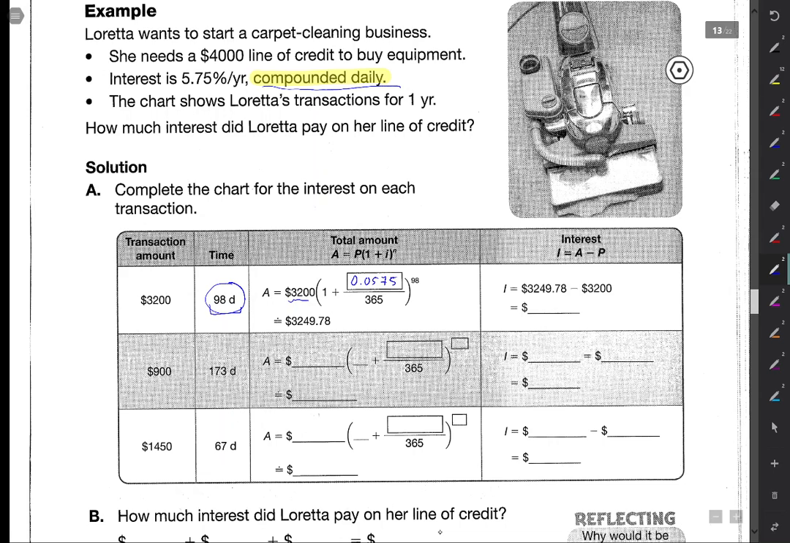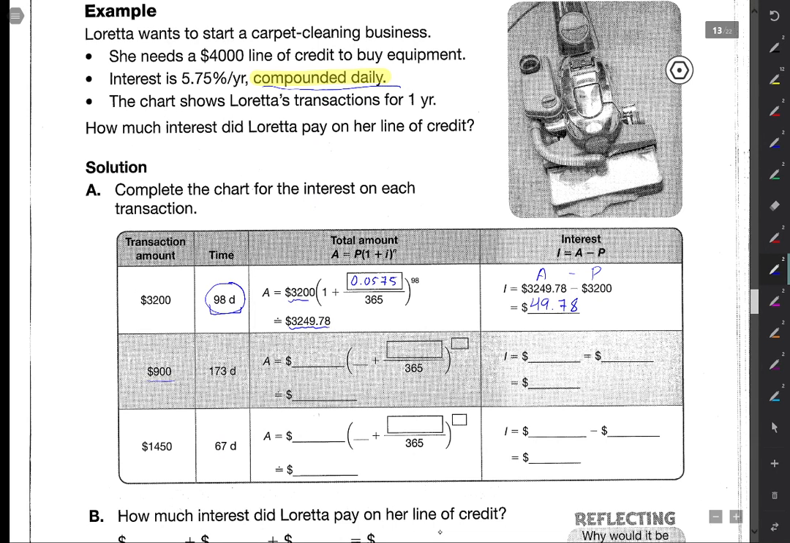So if we plug that into our calculator, we should get $3,249.78. Then if we calculate the interest from that, we would take the amount minus the principal, and you should get $49.78 of interest.